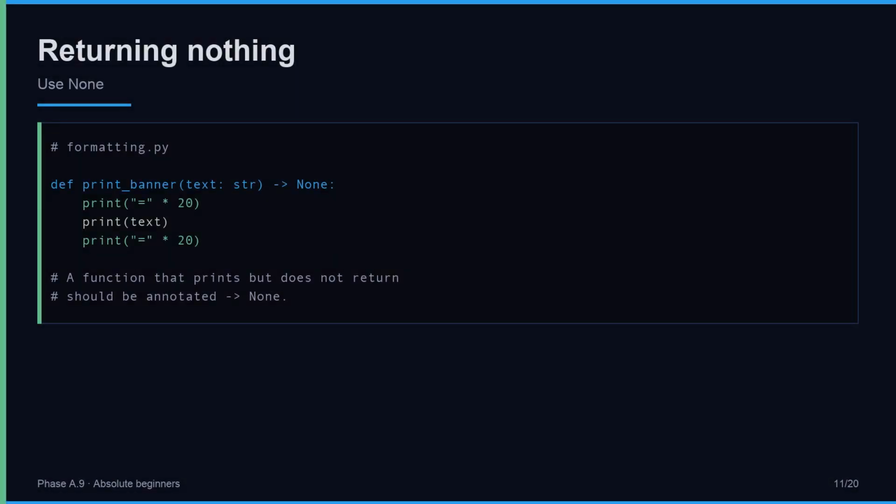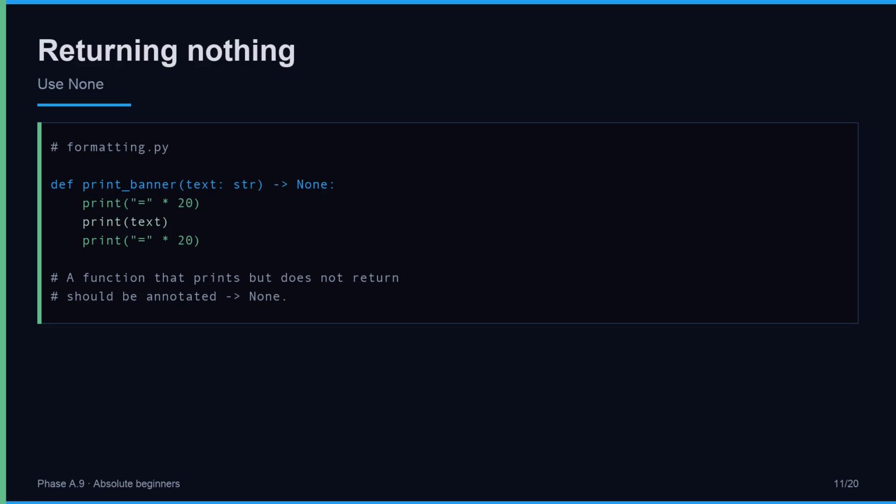When a function does something but does not return a value, annotate it with arrow None. print_banner takes a string and prints it between two lines of equals signs. It returns nothing. The capital N in None is important. It is the Python value None, not the string "none". Arrow None tells the reader that the function is meant to be called for its side effect, not for a return value.